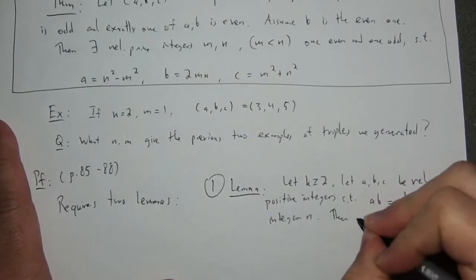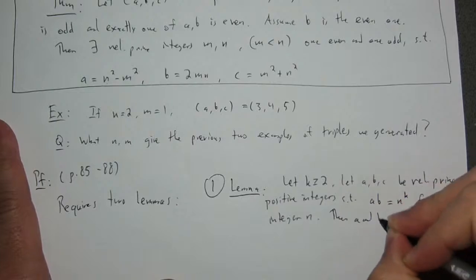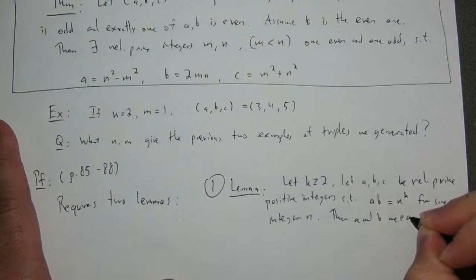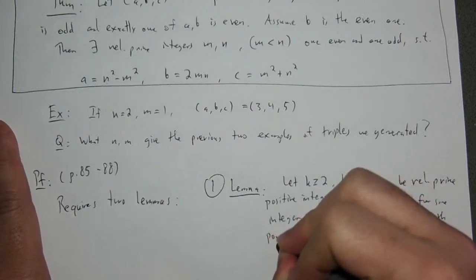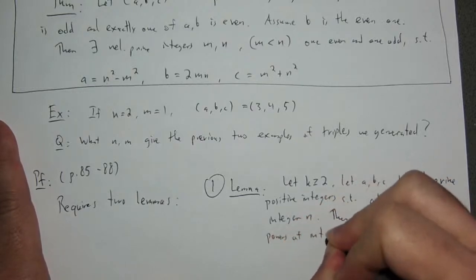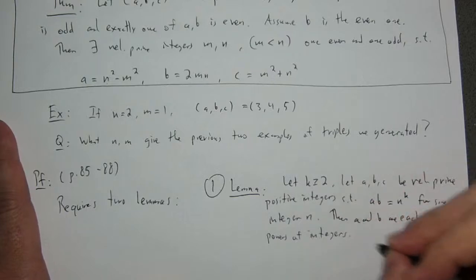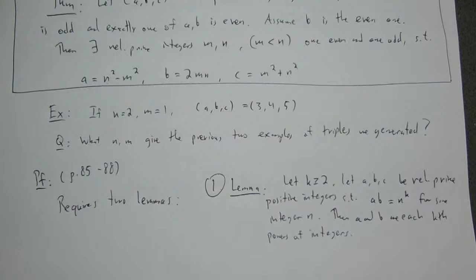Then A and B are each kth powers of integers. So A and B are relatively prime positive integers, k is greater than or equal to 2. If A times B is n to the k for some integer n, then A and B are each kth powers of integers. You can prove this via the prime factorization.